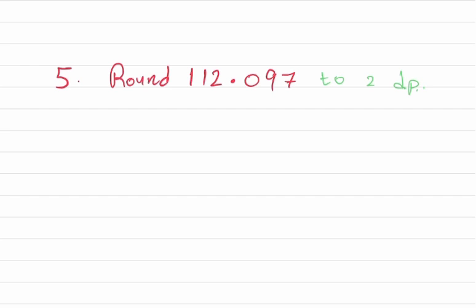Question 5. It says, round 112.097 to two decimal places. In case of rounding to two decimal places, as we said, we have to count from the decimal point 1, 2, and 9 is my second decimal place. I will look at the 7, which will be able to push the 9. But this time, the number after 9 is 10. So my answer is going to be 112.9.